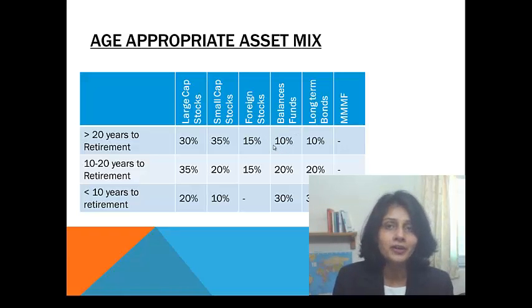You can also invest in balanced funds and long-term bonds, but very little. I would not suggest more than 20% to go in long-term bonds and balanced funds. Again, this really depends upon your risk appetite. If you are early in your career but you have absolutely no risk-taking appetite, then of course move away from large and small cap stocks, or probably just ignore foreign stocks and keep more of your money in long-term bonds and balanced funds.